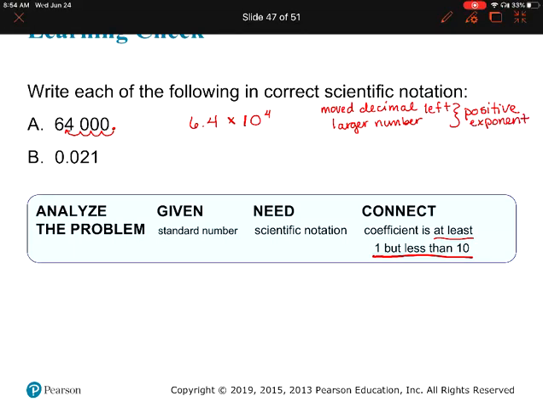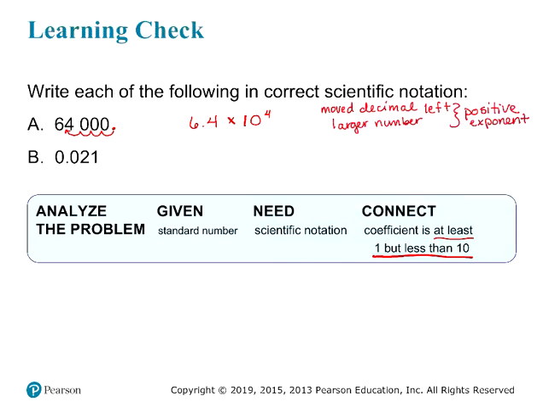Okay, so now let's get a different color here for the next problem, just so we don't mix up our values here. So for part B, we have 0.021. What is our coefficient? So it should be 2.1 because that's in between 1 and 10. And now we have to figure out what the exponent is on our power of 10. So let's see how many times we have to move the decimal point to get to 2.1. So that would be once, twice. So that was pretty easy.